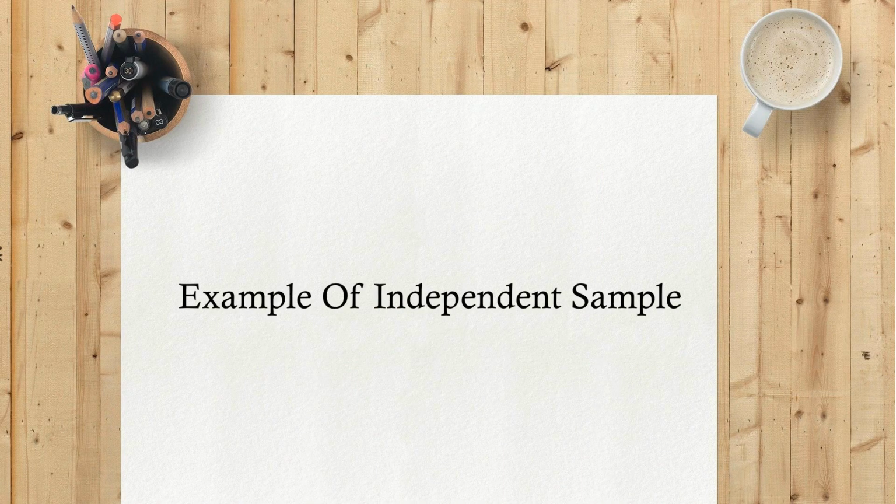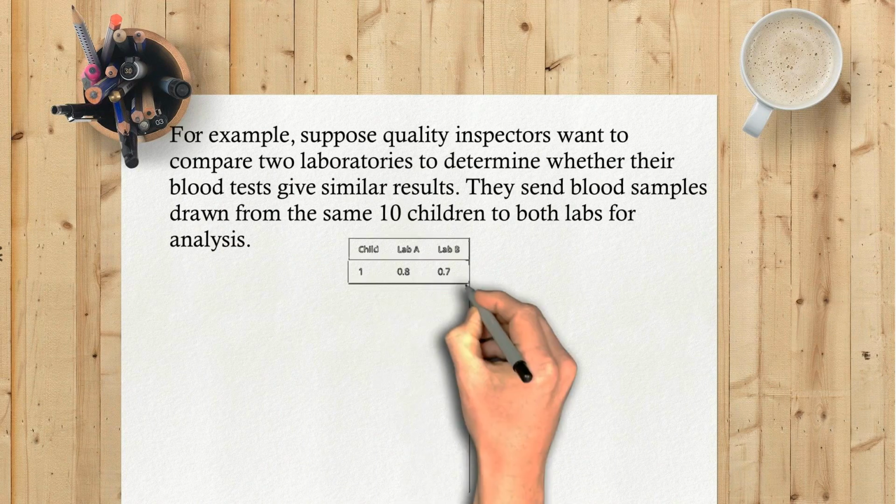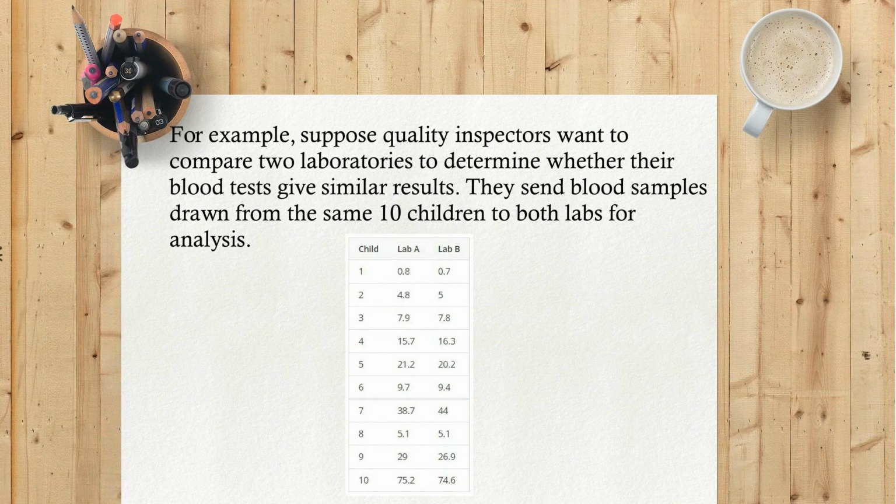Example of independent sample. For example, suppose quality inspectors want to compare two laboratories to determine whether their blood tests give similar results. They send blood samples, drawn from the same 10 children, to both labs for analysis.